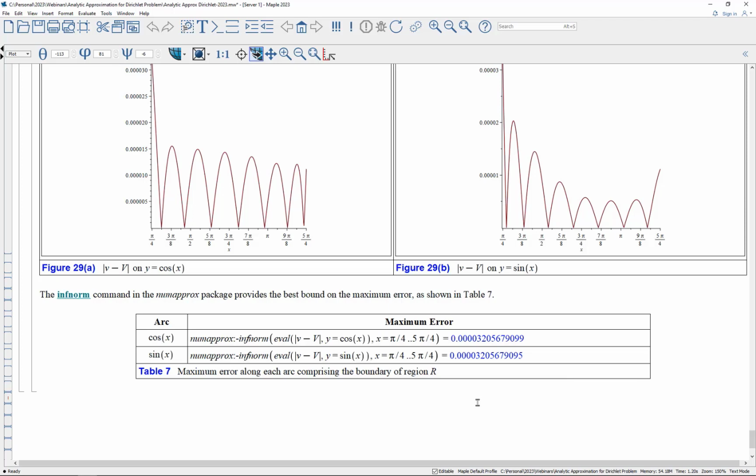Amazingly simple in Maple. Amazing piece of approximation.